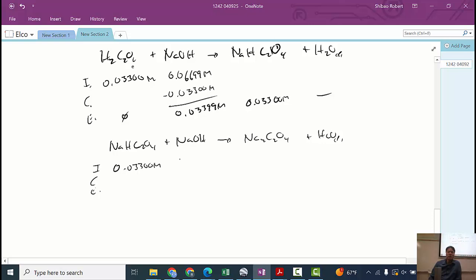And then the sodium hydroxide is in slight excess. We can see here just 0.03399, just a little bit excess here. And then we're going to lose all our limiting reagent, and then we'll go minus 0.03300 molar, and that's going to leave us with 0.00099 molar here. We're also going to generate some weak base.